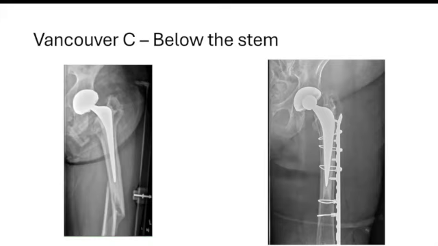And finally, there's the Vancouver C, which is generally below the tip of the stem. It's essentially a shaft or metaphyseal fracture, and you can see here it's been reduced well and it's been held with some cables and then supported with a plate.